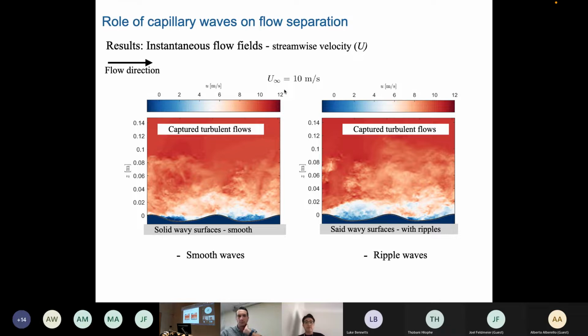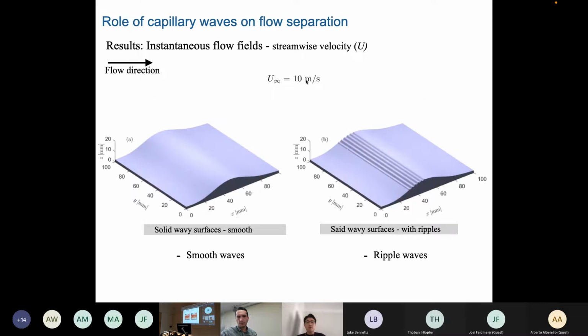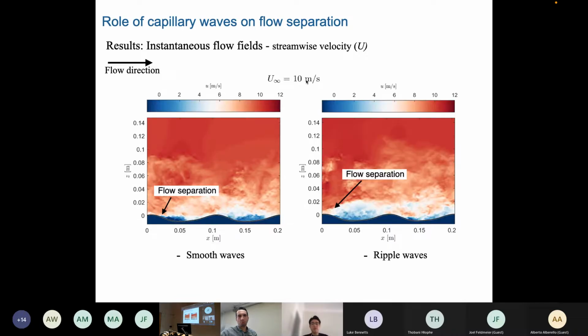The flow direction is from left to right, and there's a wind speed indicator here. The left figure shows the smooth wave and the captured turbulent flow above it as a color contour, and the right-hand side will show the ripple case throughout this presentation. When we look at those instantaneous flow fields at a wind speed of 10 meters per second, we observed a similar velocity deficit to what we saw from the wind-generated wave I showed earlier. And this was an indicator for flow separation.